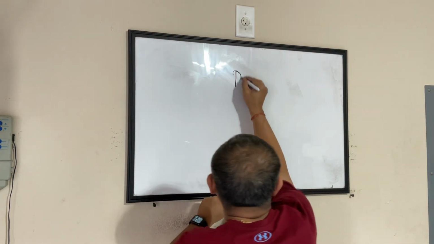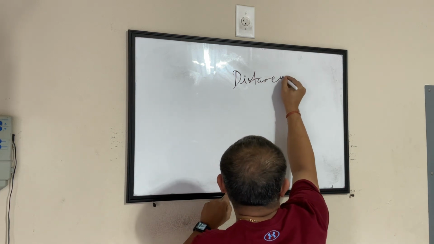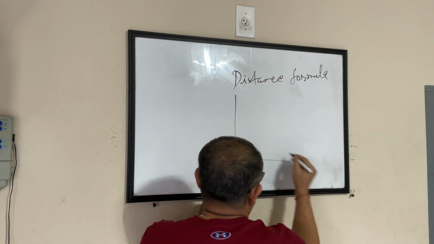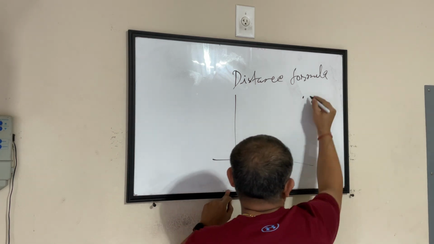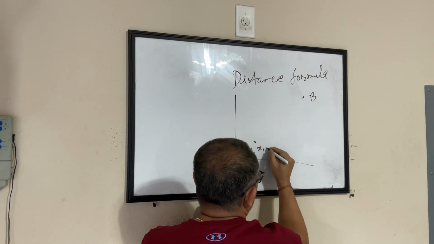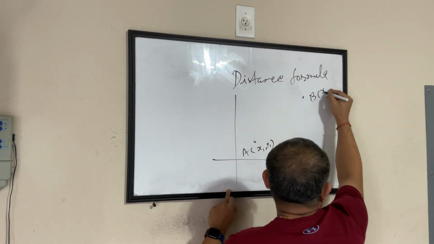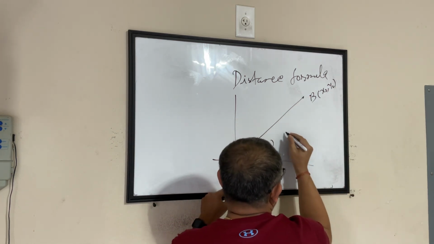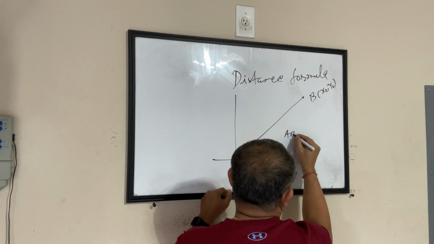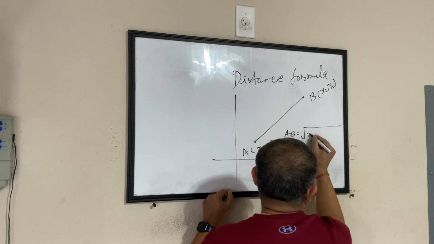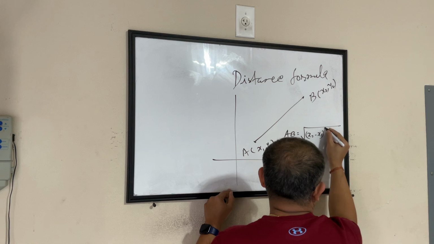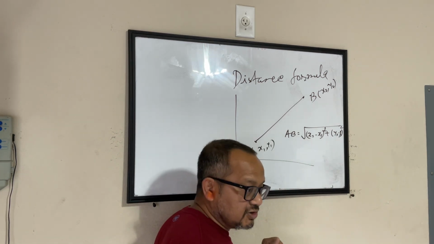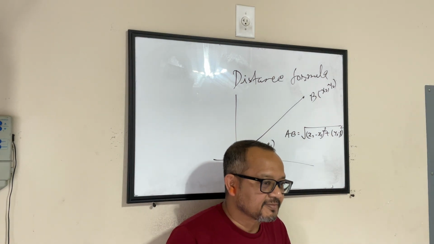So one is called distance formula, which is in a coordinate plane, if you have 2 points A and B, and the coordinates are x1, y1 and x2, y2, the length of the line joining the points is nothing but, the length of AB is nothing but square root of x2 minus x1 squared plus y2 minus y1 squared. Do you guys remember it? Are you able to recall it now?